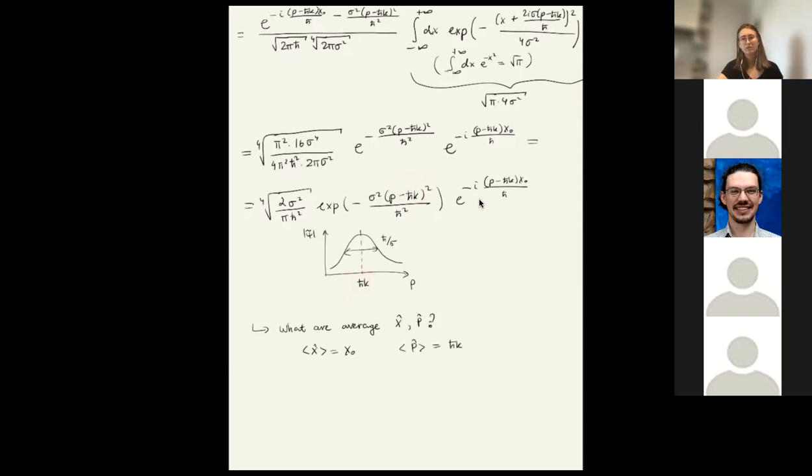This is the same as in probability theory, when you take a Gaussian probability distribution and calculate the average of x, then you would get x zero, the value around which the Gaussian is concentrated. Of course, one can also prove this mathematically.